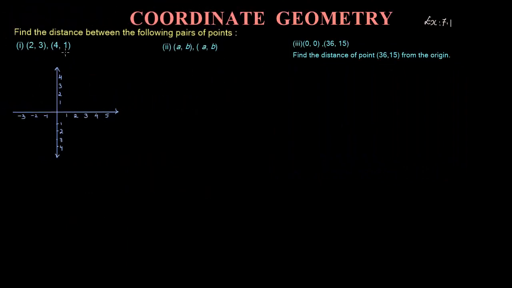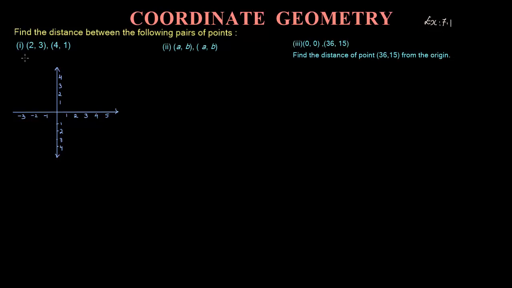So let us now understand how to find the distance between two points if the coordinates of the two points are given to you. This is the very first question of exercise 7.1 from the coordinate geometry chapter of the NCERT mathematics textbook. The question says find the distance between the following pair of points. These are two parts of question 1, and this is the second question that I have taken from exercise 7.1.